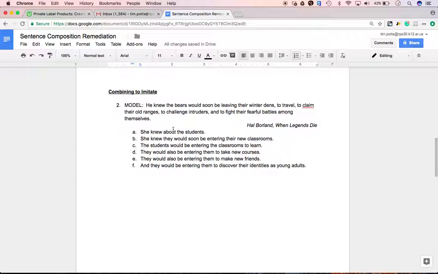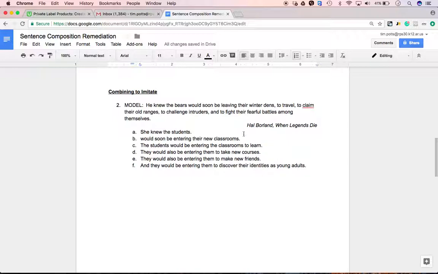So she knew, and it doesn't say anything like about after he knew. It goes the bears. So what if we say the students? She knew the students. She knew the students would soon be entering their new classrooms. So we need to get rid of this part. So now we have she knew the students would soon be entering their new classrooms. He knew the bears would soon be leaving their winter dens.